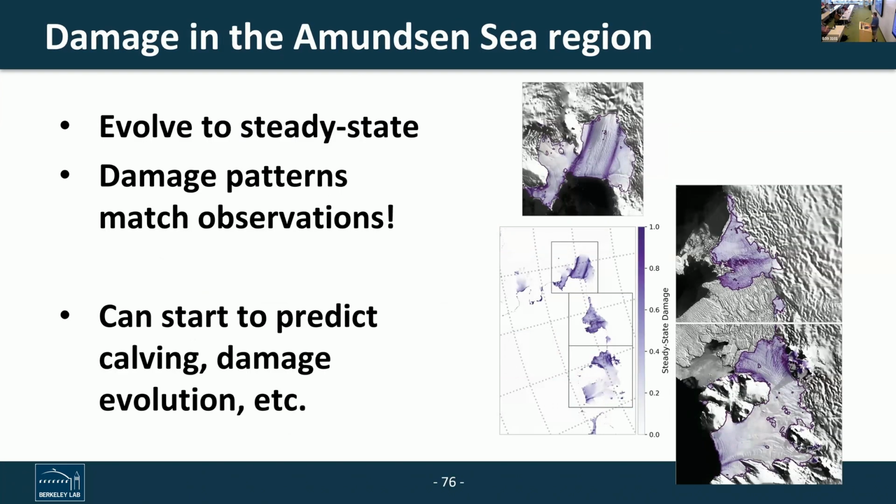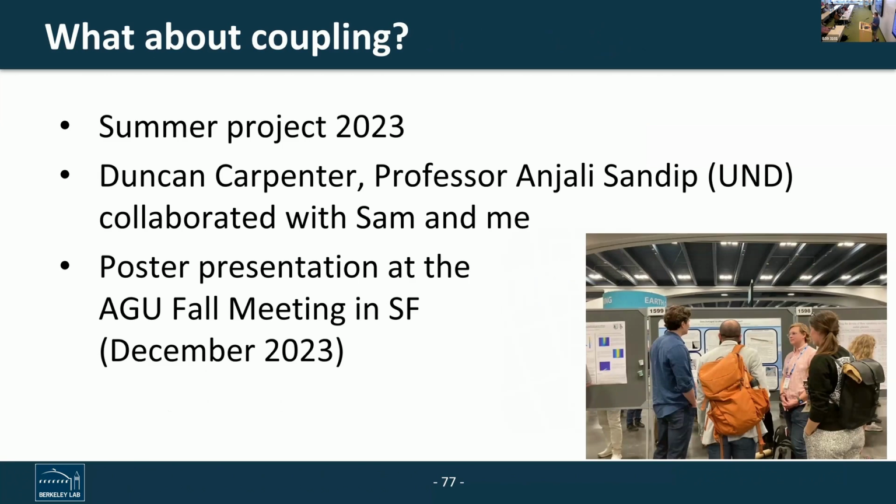And if we do this in the Amundsen Sea, we can evolve the steady state. We wind up with shear margins, with areas of high damage, which look very similar to those red regions from before. So we're doing something right. We can predict the areas of high damage. The next question is, what about coupling it? This was a summer project we did with Duncan Carpenter and Professor Anjali Sandeep from the University of North Dakota last summer.